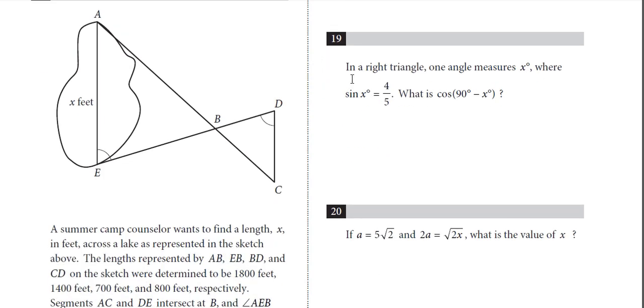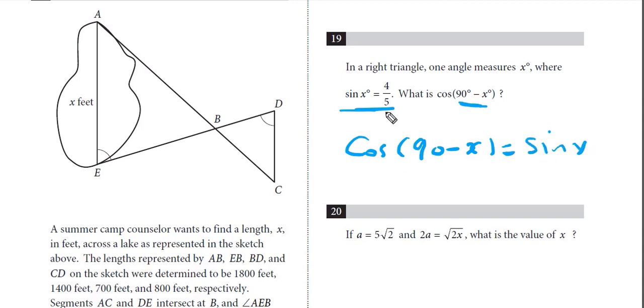In number 9 here, in a right triangle, one angle measures x, where sine x is 4/5. What is cosine of 90 minus x? You have a rule: cosine of 90 minus x is equal to sine x itself from the trig. Then it will be 4/5.